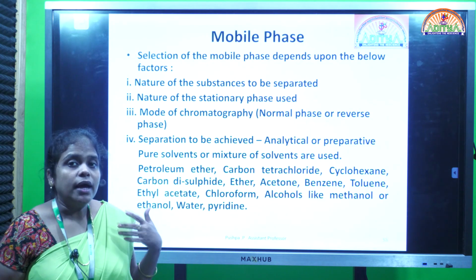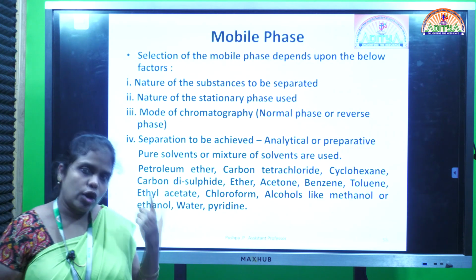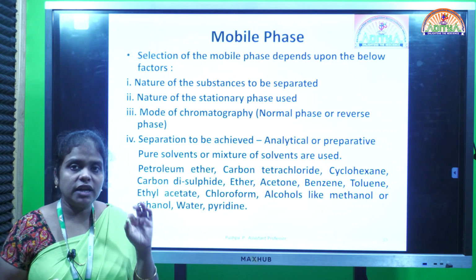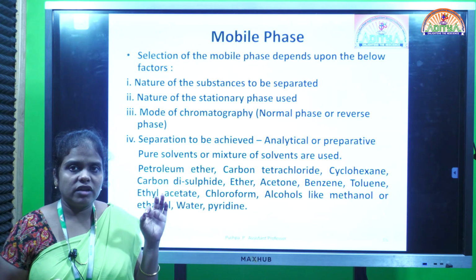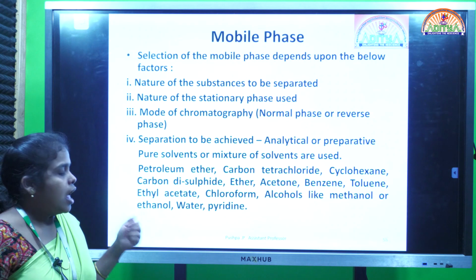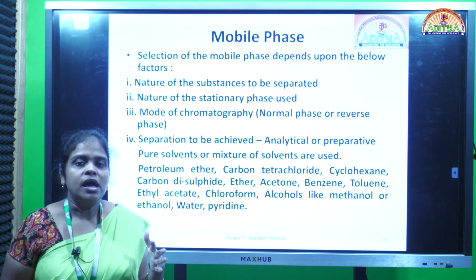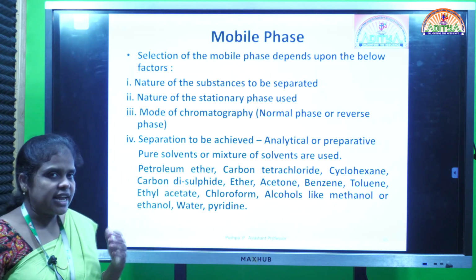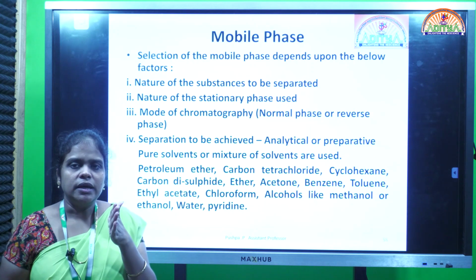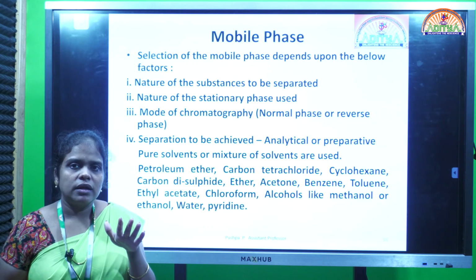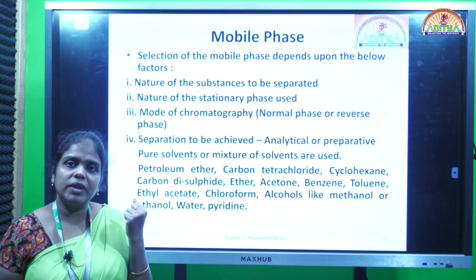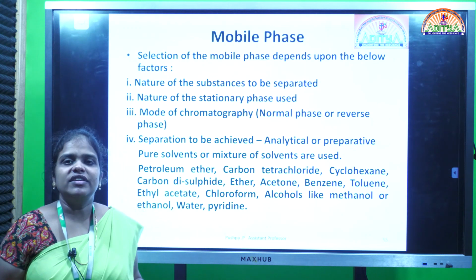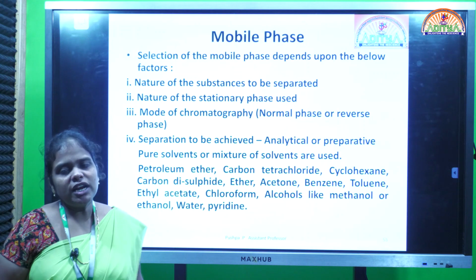So based on the mode of chromatography, whether it is normal phase or reverse phase, we have to select the mobile phase. And also how nicely the separation is happening, based on that also we select the mobile phase. And one more thing: if only separation is needed, just separating, then it is called analytical. If it is preparative, after separation the separated compound is collected. If it is only analytical separation, one type of mobile phase we can select.